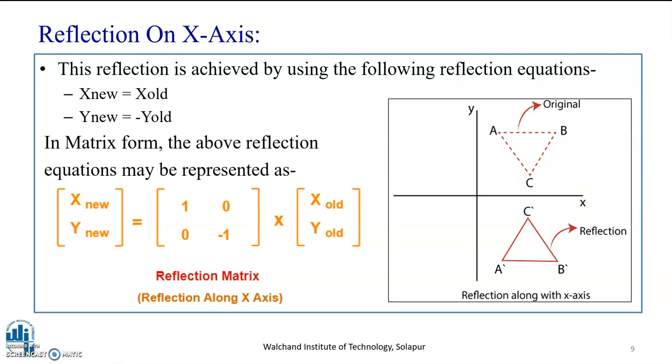This reflection is achieved by using the following reflection equation: x new is equal to x old, whereas y new is equal to minus y old. Now we see that when the object is being reflected, the x coordinates remain the same, whereas the y coordinates fall on the negative side of the y-axis. In matrix form, the above reflection equation is represented as [x new, y new] is equal to [1 0; 0 -1] into [x old, y old]. So this is the matrix equation for reflection along x-axis.